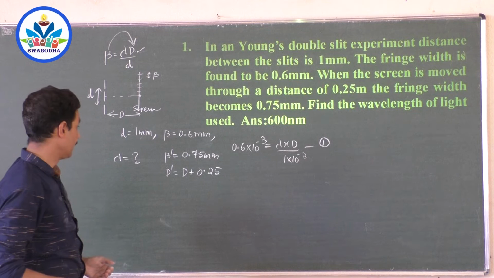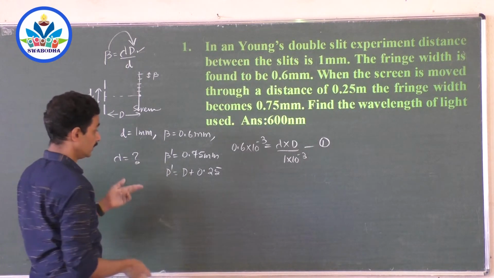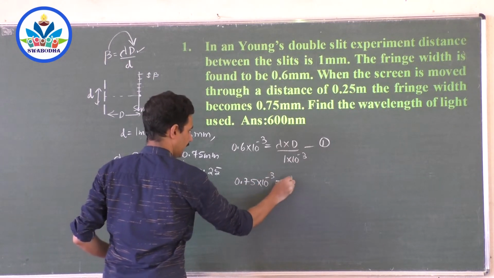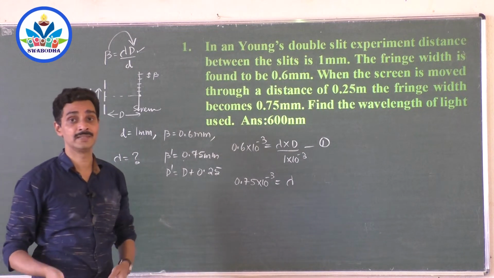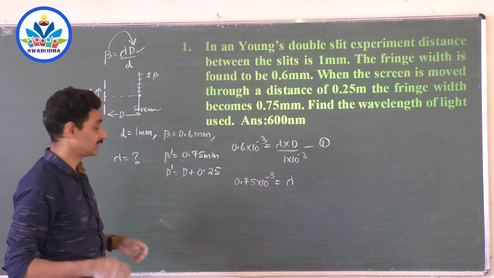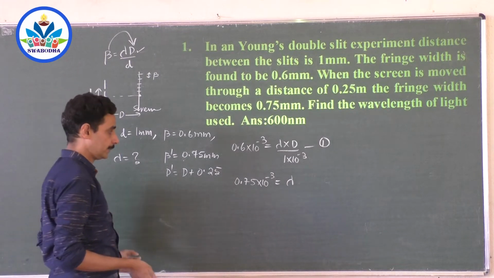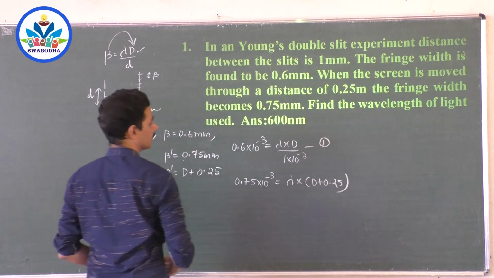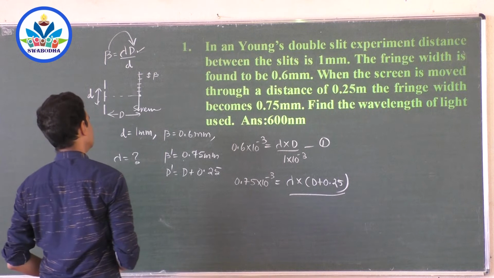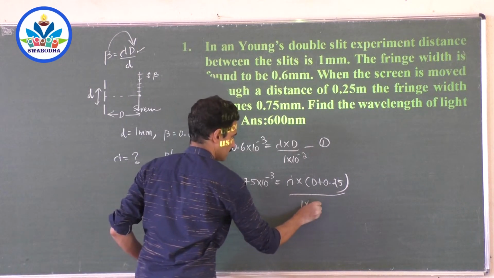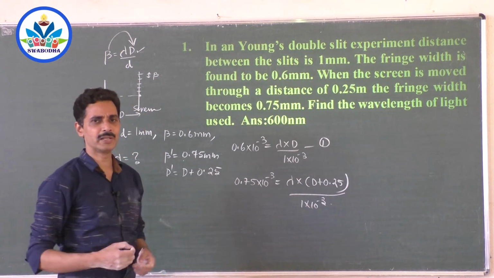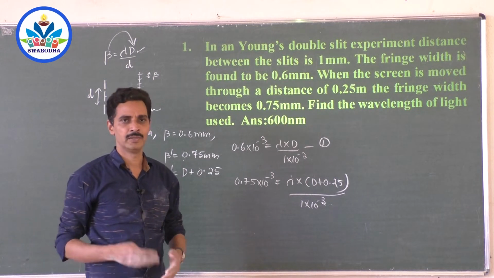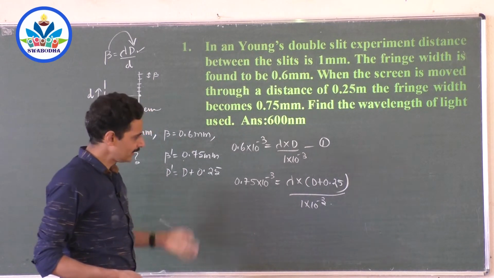Now later, the new fringe width beta dash, 0.75 millimeter, must be equal to the same lambda. There is no question of changing the wavelength, as nothing is told about it. So lambda is the same. Lambda times capital D, that is D plus 0.25, by small d, which is 1 millimeter again. That is also not changed, only the screen is moved. You may get caught somewhere here, because when the screen is moved through a distance you may not be able to think of what to do. But that is very simple actually.